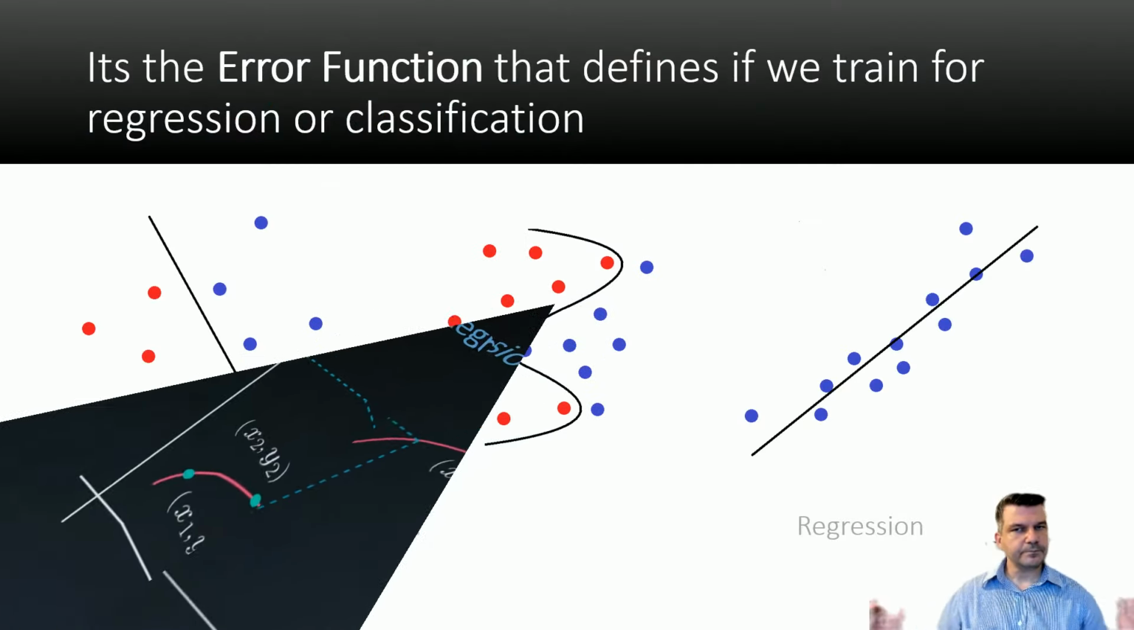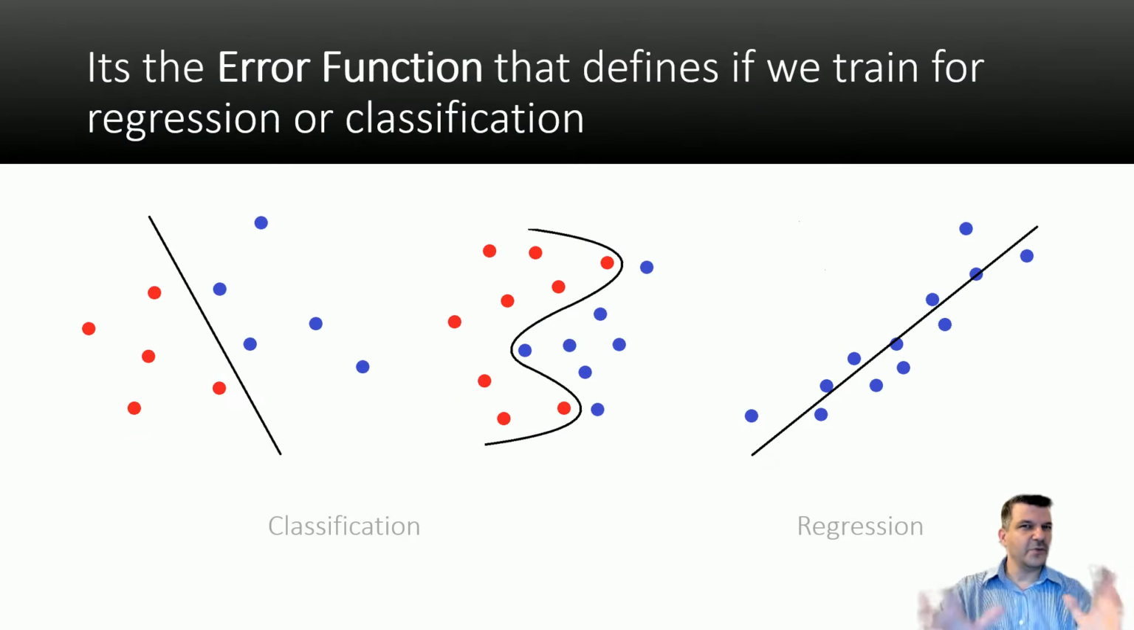So now, let's talk about the error functions and say that it is the error function that defines if we train for regression or classification. Well, here, as you see on the left, we have two cases of classification. A simple case of classification that can be separated with a single line, okay, where we create two probability spaces. And equivalently, in a more complex example, we again divide into two probability spaces depending on our data.